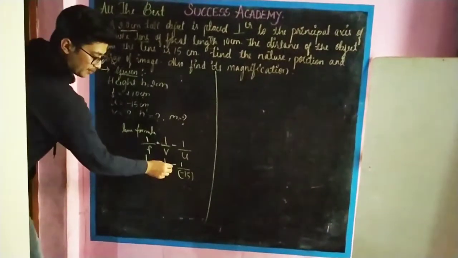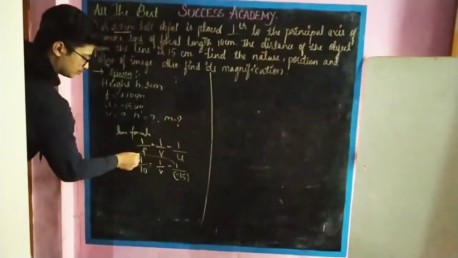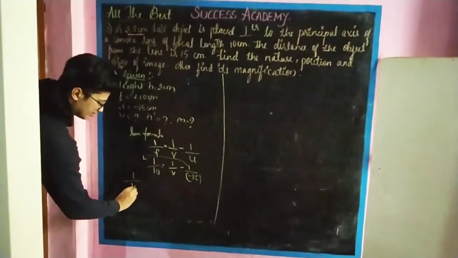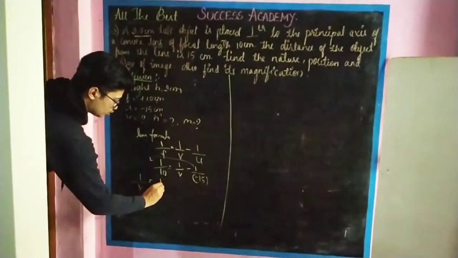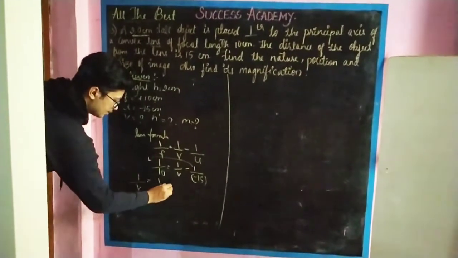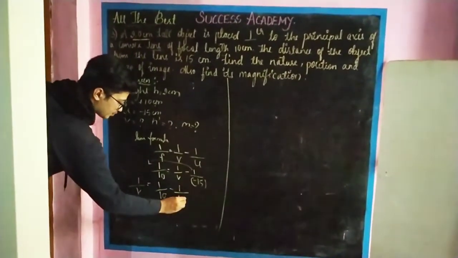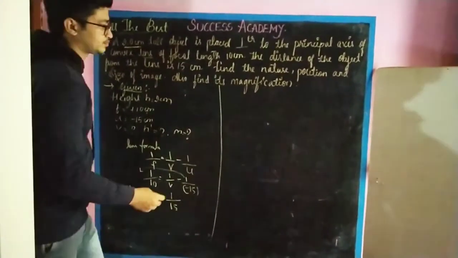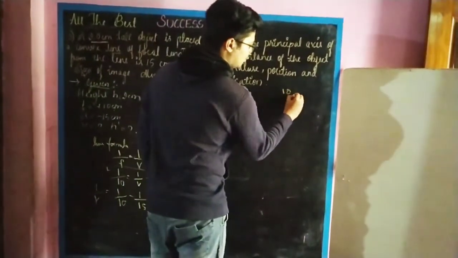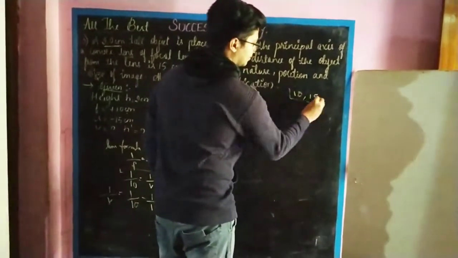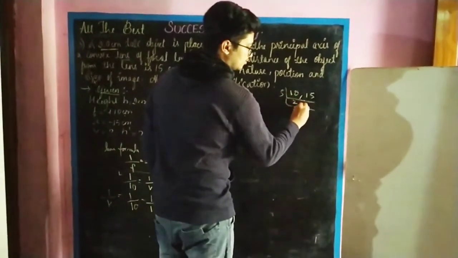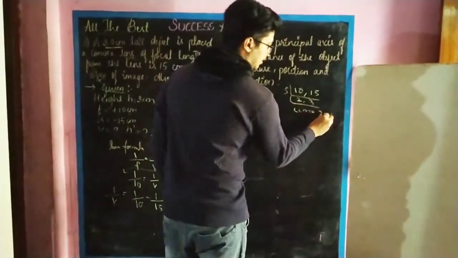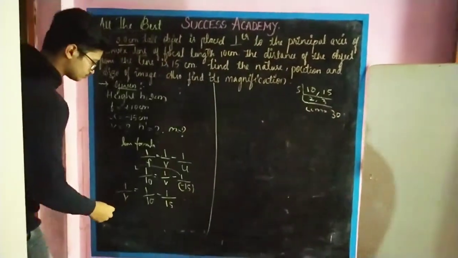Minus into minus it will become plus 15, and if plus 15 comes to this side it will become again minus 15. Now after sending the values there, it will become 1 by v is equal to 1 by 10 minus 1 by 15. Same, friends, we have to take the LCM of 10 and 15. 5 2s are 10, 5 3s are 15, 2 3s are 6, 6 5s are 30. LCM is 30. Now multiply with LCM.